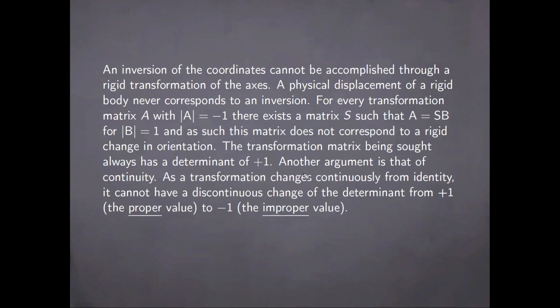Another way to look at this is to consider the argument of continuity. As a transformation changes continuously from identity, it cannot have a discontinuous change of the determinant from +1, which is considered the proper value, to -1, which is the improper value. And you can easily see the reason for the discontinuity, because assuming that the transformation were continuous, at one point the determinant would have to be 0, which corresponds to a singular non-invertible matrix.